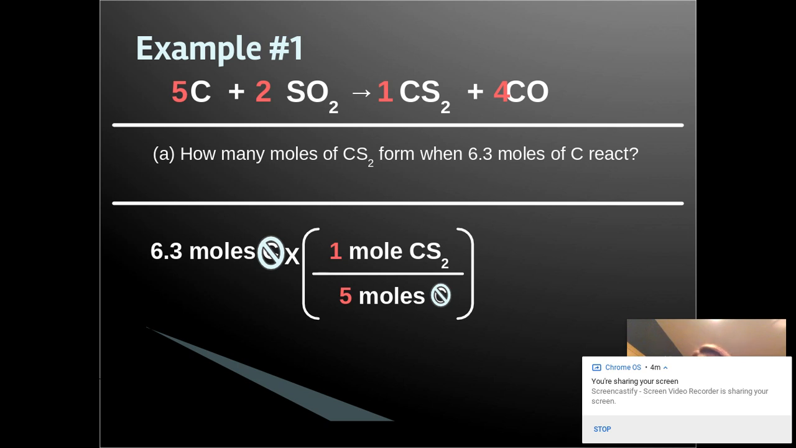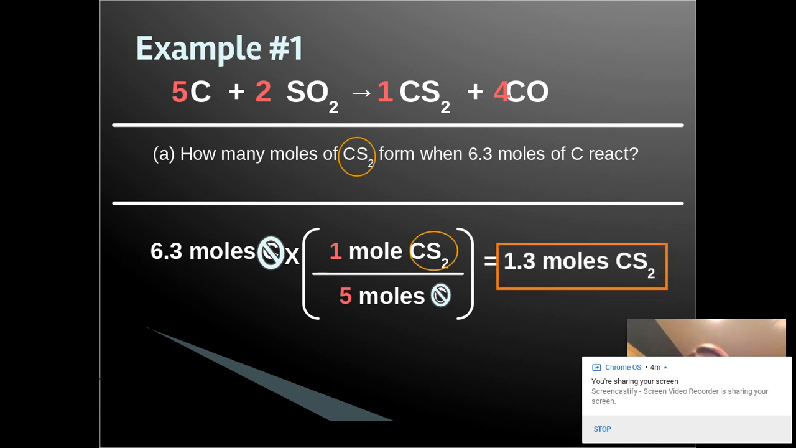Now notice that the moles of carbon cancel out because you started with moles of carbon and you put what you're trying to get rid of on the bottom, and they cancel each other out. And you put on top what you're trying to end with. In this case, you're trying to end with moles of CS2, and you multiply them together. 6.3 times 1 divided by 5 gives you your answer of 1.3 moles of CS2.